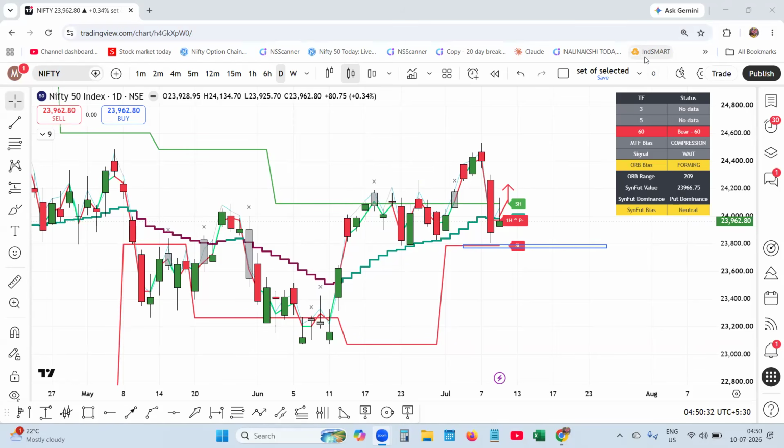Today, I am going to discuss one of the most powerful concepts used by professional traders, institutions, and market makers, but unfortunately ignored by most retail traders. That concept is called synthetic future. Nobody talks much about synthetic future, but you should know about this. Once you know about this, enlightenment will come into your trading.